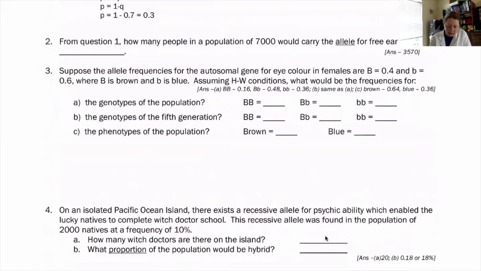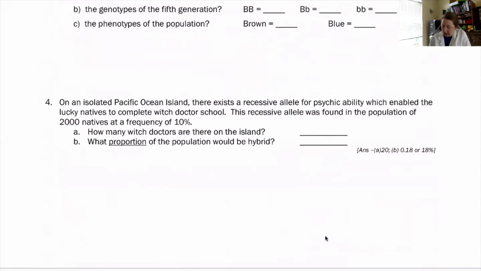So let's write down what they gave us. So they gave us that big B, brown, is 0.4. And so little b is 0.6. Awesome. Okay, and so now I need to find my genotypes. Let me write here to the side again. Big B is P, little b is Q, my dominant and my recessive.